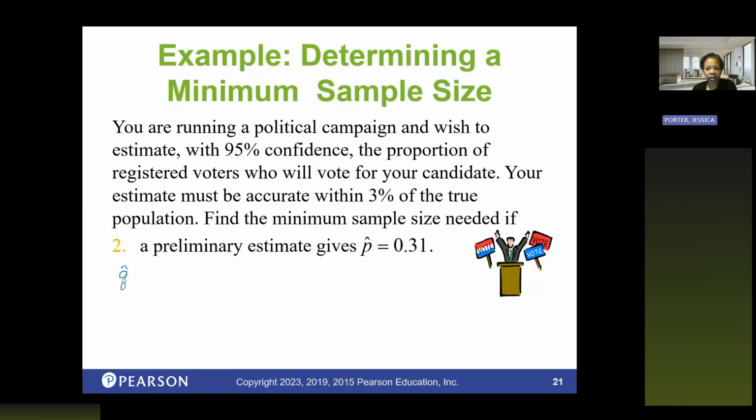What is Q hat going to be? If P hat is 0.31, what is Q hat? Right, 0.69. This is 1 minus P hat. So it's 1 minus 0.31, so 0.69.